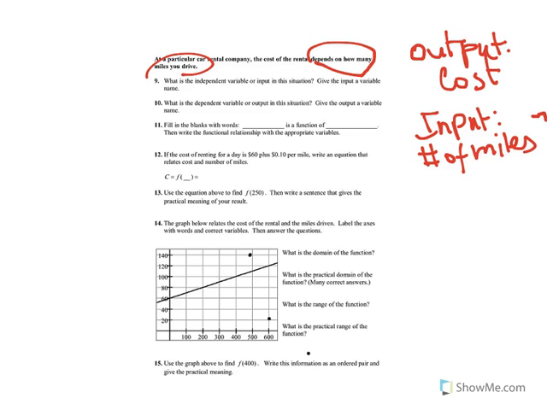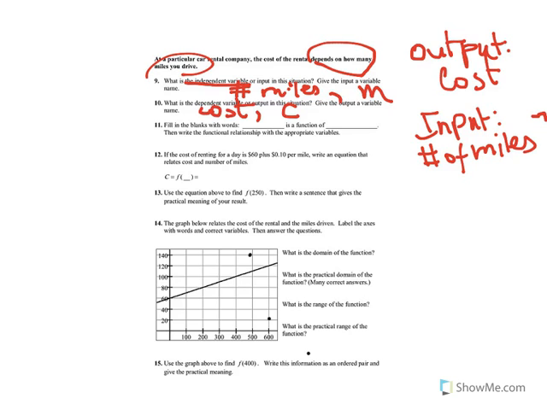So, of course, cost depends on the number of miles. So, the independent variable in this particular situation is the number of miles. And we can call that the input, we can call that M. Now the dependent variable is the cost, how much we had to pay for the rental. So the dependent is the cost, and I'm going to call it C.